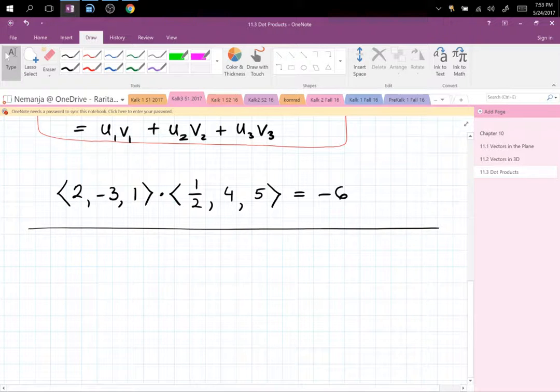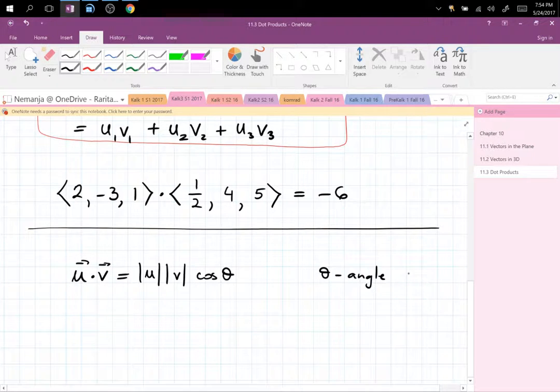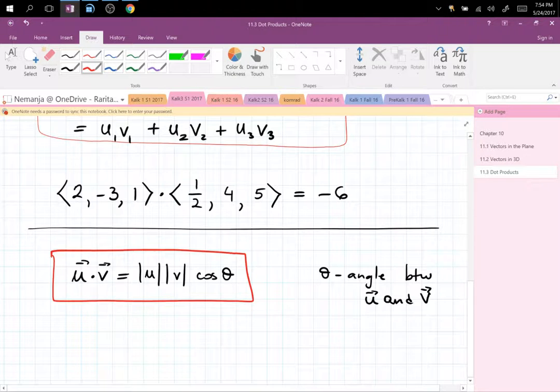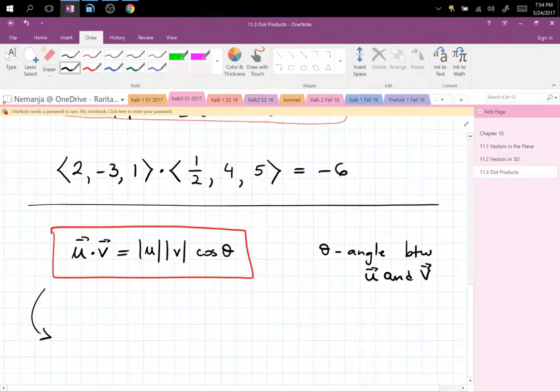So one of the forms of the dot product is u dot v is equal to the magnitude of u times the magnitude of v times cosine theta. Theta is the angle between vectors u and v. So I hope you see that we can use this one to compute the angle between two vectors. This is another way to look at the dot product, from where we can compute theta as the inverse cosine of u dot v divided by the magnitude of u times the magnitude of v.